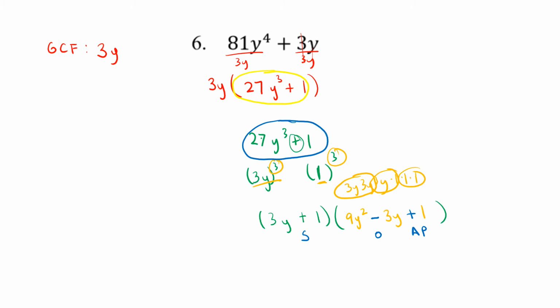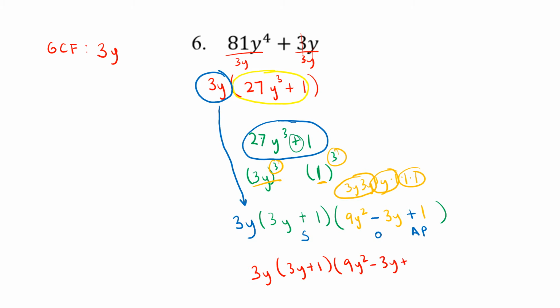which would be our factored version of 27y cubed plus 1. This is where you have to be careful. We did factor out this 3y at the beginning. It tags along the entire time and sits in front, making that our final factored form. Okay, so you just have to remember to not forget the 3y, which allowed us to use our sum of cubes there. 9y squared minus 3y plus 1.